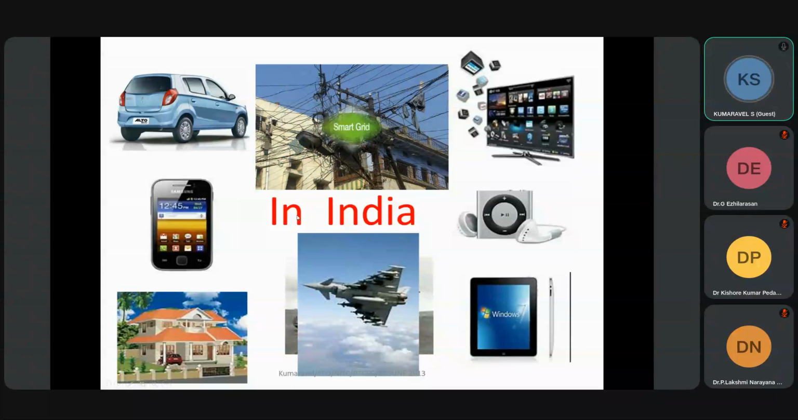But in India, what is our smart grid? This is our smart grid, right? Many times I wonder how the technicians are managing this distribution system.